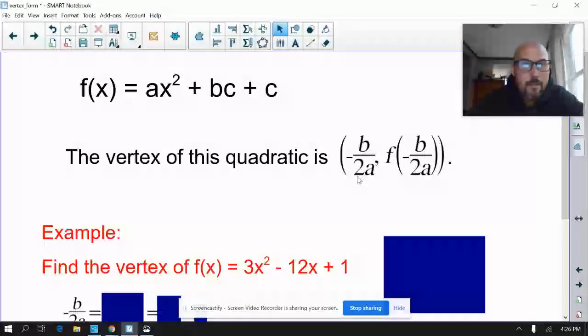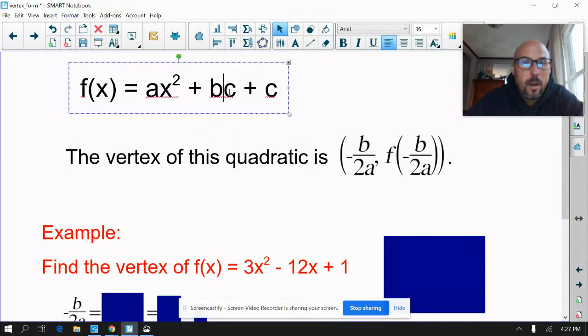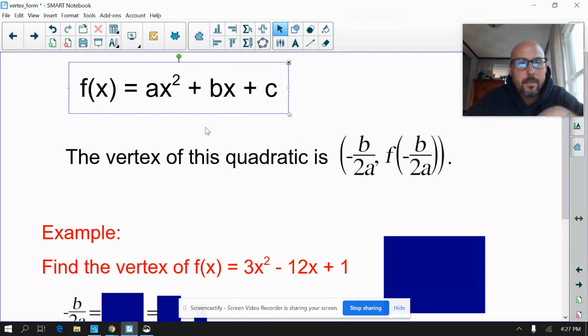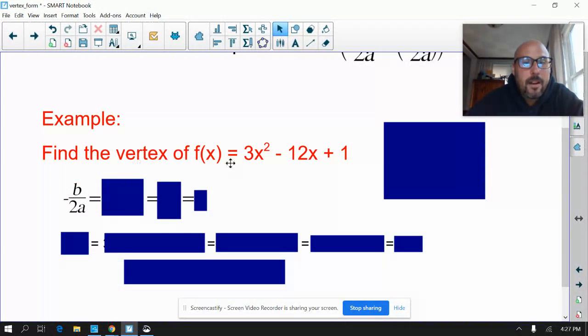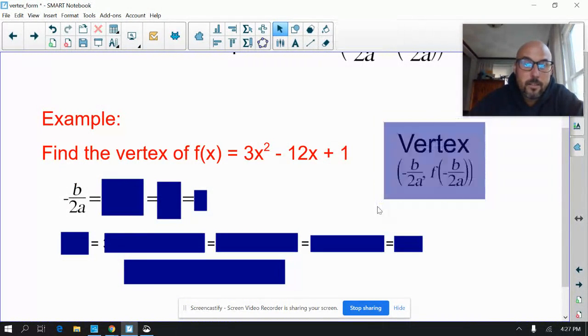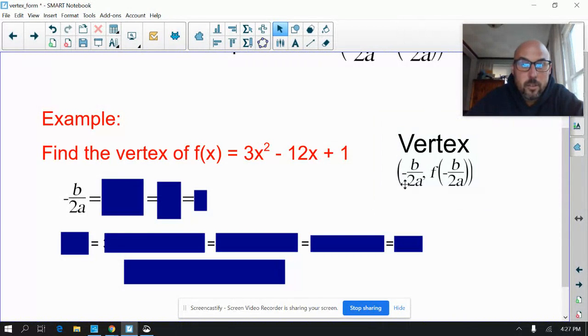Well, how do you find the y value? You find the y value the same way you find the y value every time. If you know the x value, you plug x in to find the y value. All right, so for example, what if I wanted to find the vertex of this quadratic? Well, remember, the vertex of any quadratic is negative b over 2a, comma, and then the result of negative b over 2a. What happens when you plug in negative b over 2a into the function? What do you get? That's the y value.